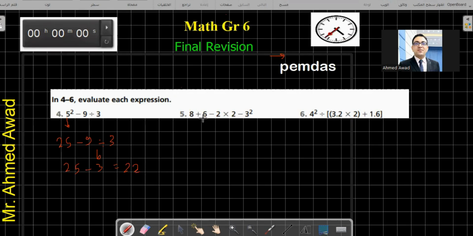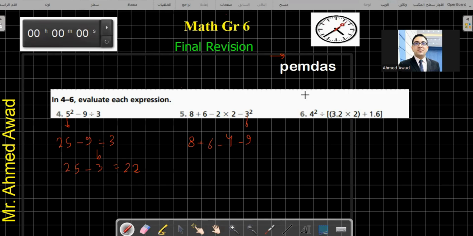Now, in number 5, it's 8 plus 6 minus 2 multiply 2 minus 3 power 2. So always start by bracket. No bracket, then exponent. Do you have an exponent? Yeah, so it's going to be 3 power 2. 3 power 2 is going to be what? 9. Then minus. You have multiplication. So 2 multiply 2 is going to be 4. And write the others, so it's going to be 8 plus 6 minus 4 minus 9.